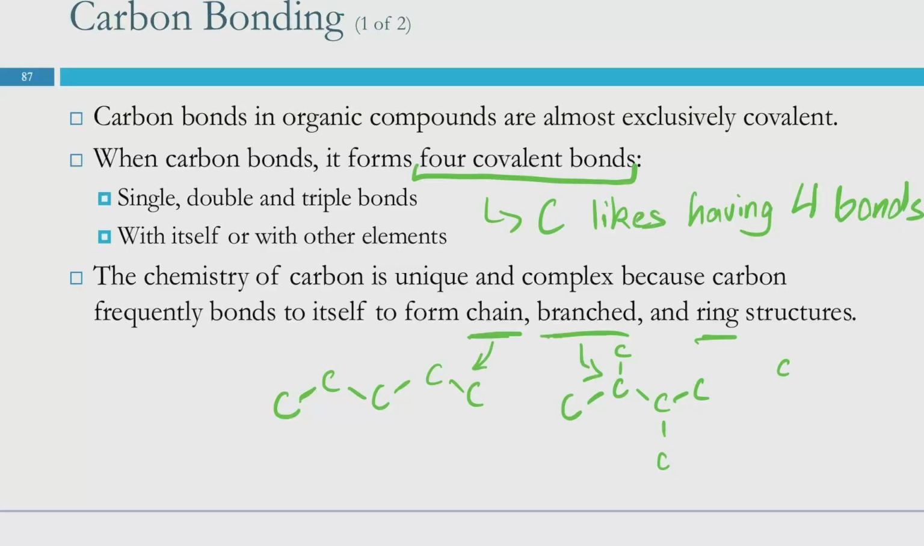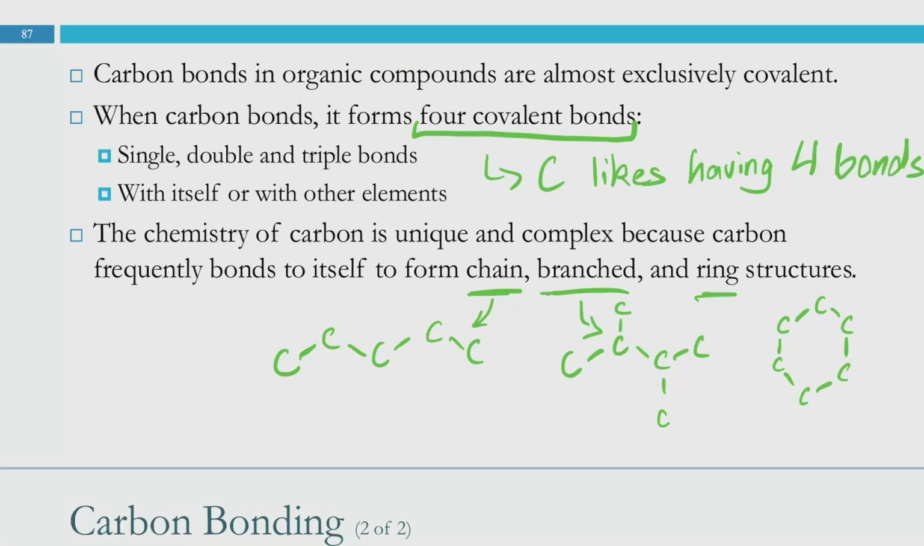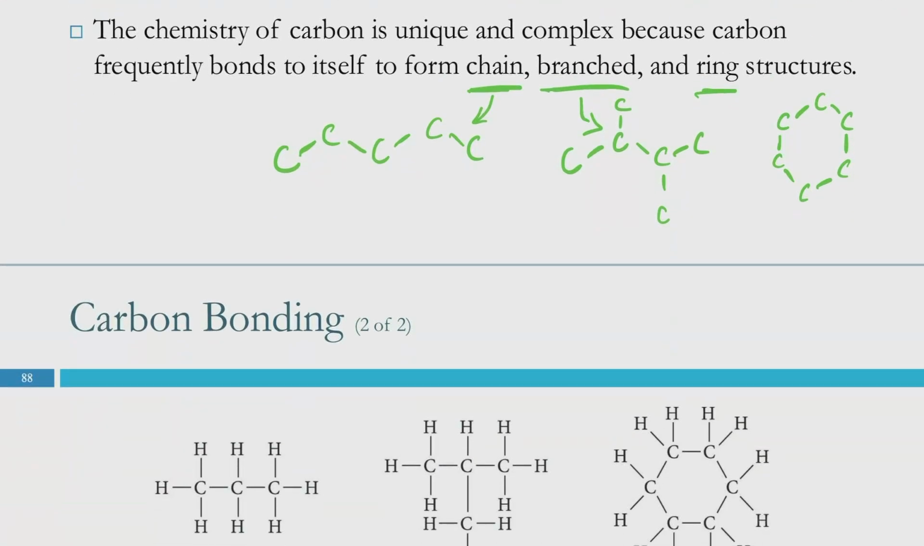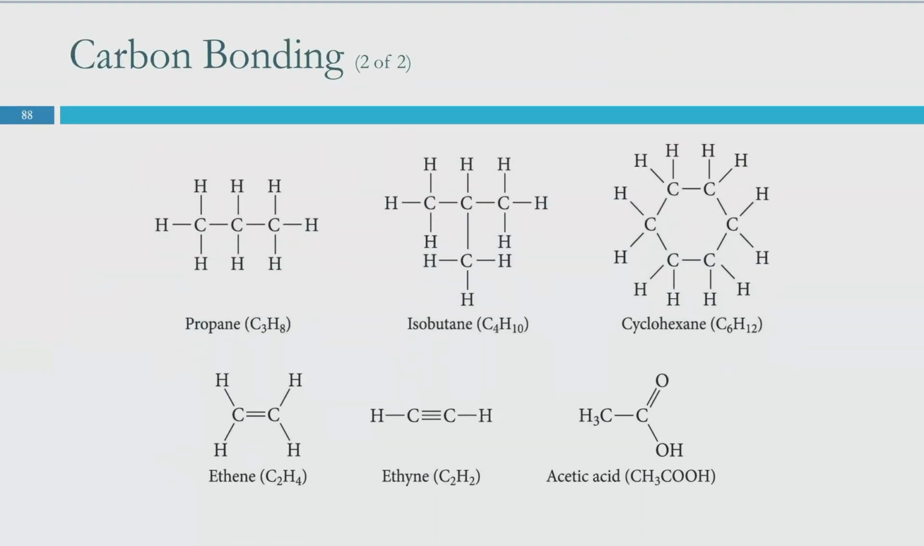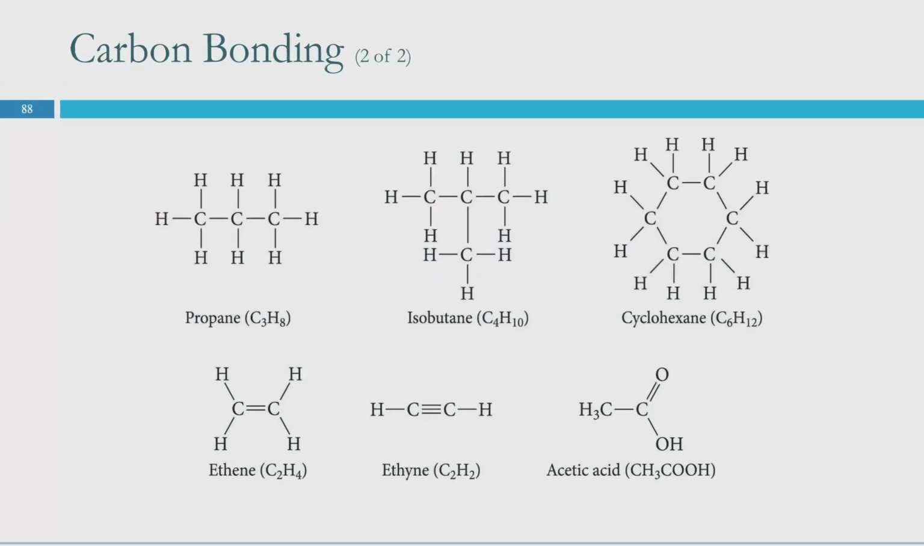And then ring structures are carbon bonded to carbon, but in a circle or a ring. And you can have different numbers of carbons in the ring. 6 is pretty common, 5 is also pretty common. 7 and 8 are also feasible. 3 explodes, so don't do 3. So here's some structural formulas of some carbon compounds, some organic compounds.